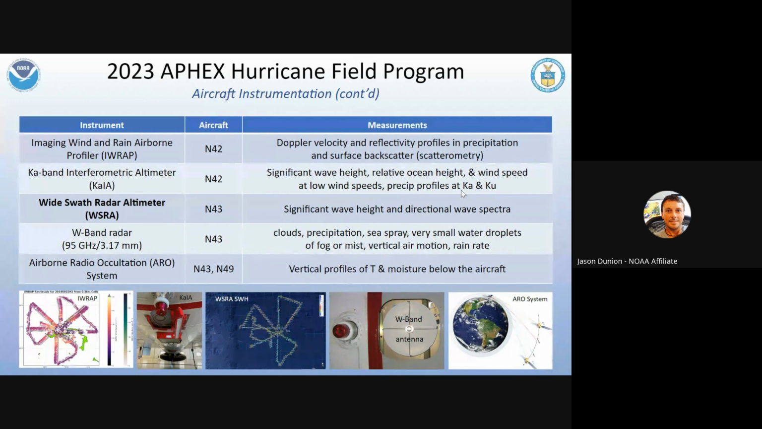And then the ARO, so that's a GPS radio occultation system that flies during atmospheric rivers. We added that to the hurricane package, so it flew on 43 and 49, and you're able to get vertical profiles of temperature and moisture below the aircraft. Next.